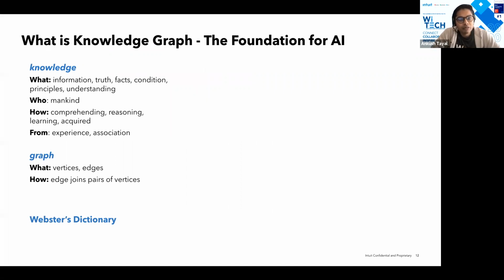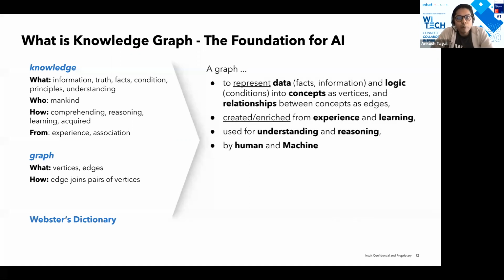If you look up the dictionary, we'll find that it talks about information and truth about principles, people, places, and so on and so forth. So as mankind, we have gained so much knowledge. And a graph is nothing but a data structure with edges and vertices. Edges basically represent the relations between those vertices.